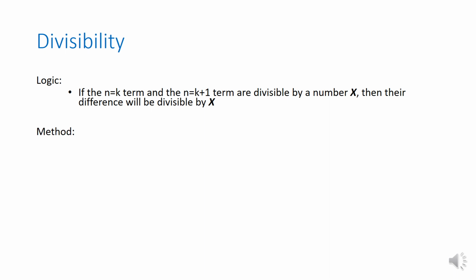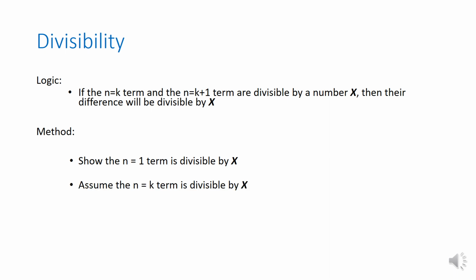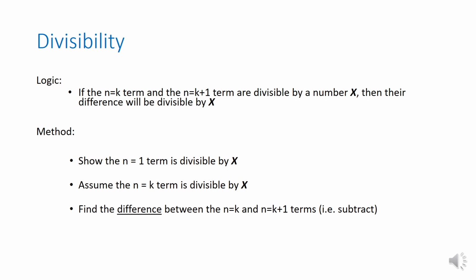So the method, again, you're going to show that the n equals 1 term first is divisible by x. Then assume that the n equals k term is divisible by x. Then find the difference, so subtract n equals k and n equals k plus 1 terms. And then show that the difference is divisible by x.